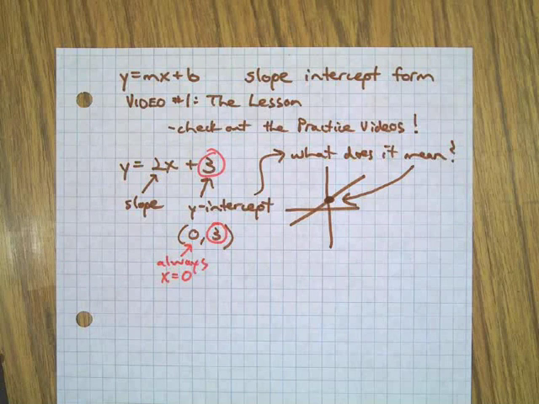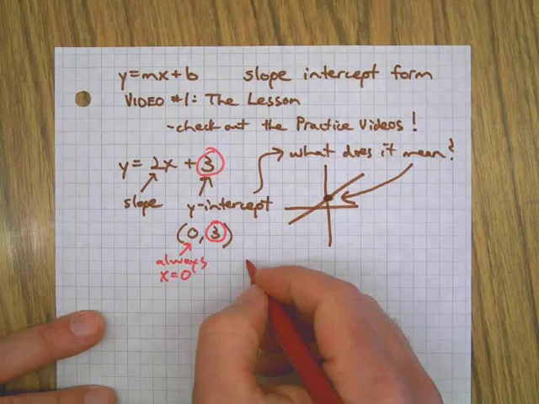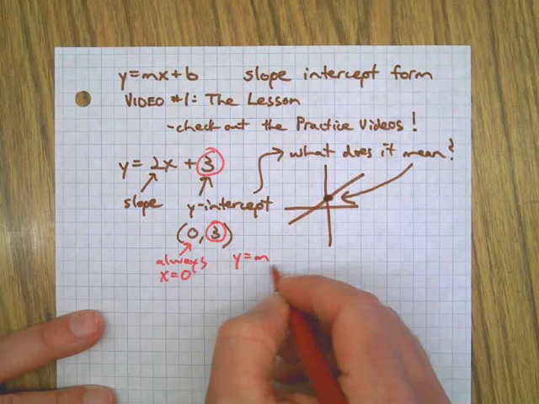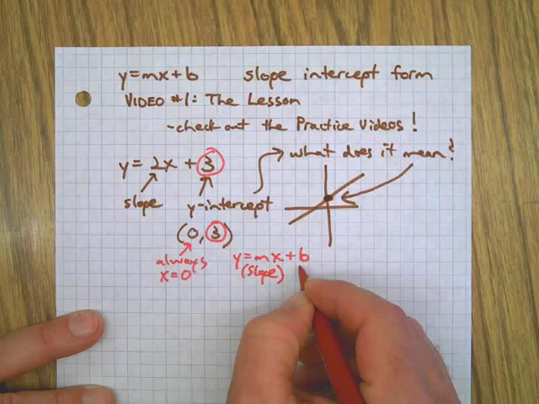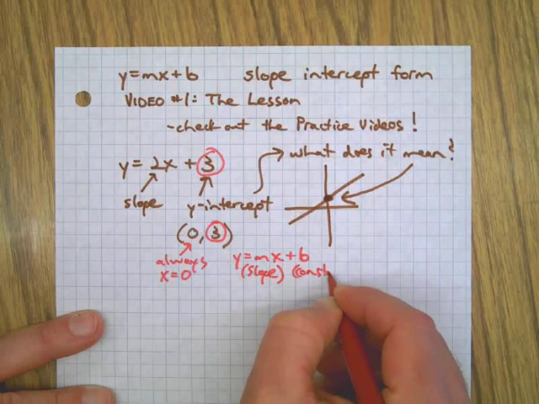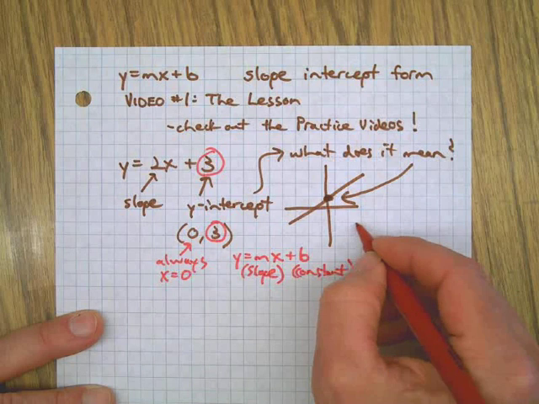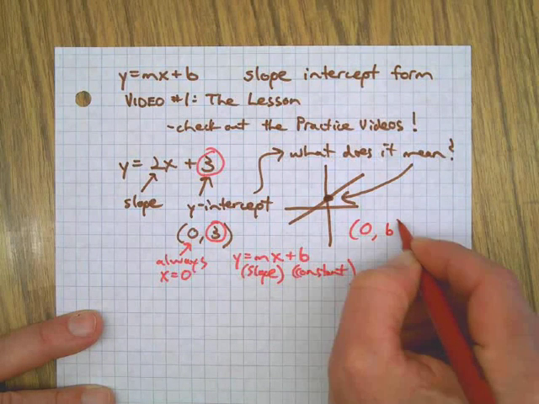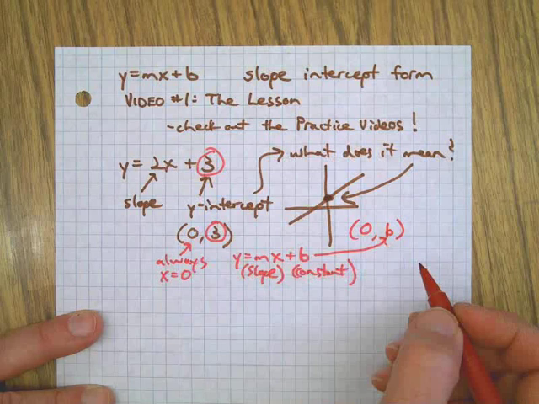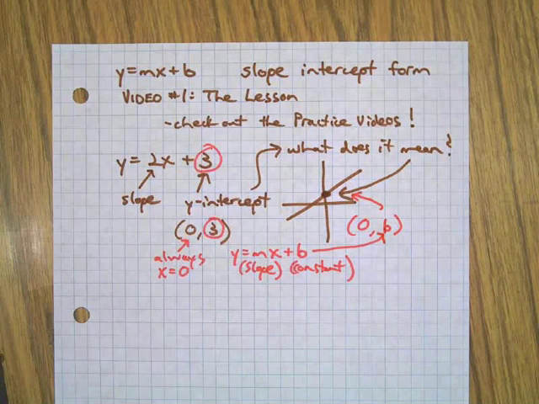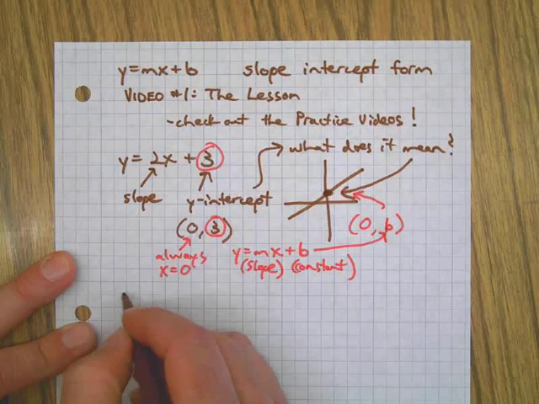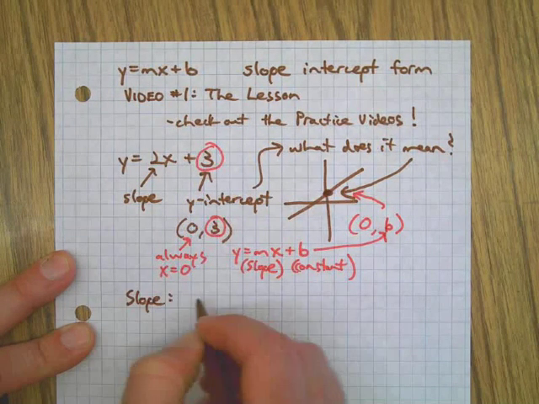Okay? So if we want to put this in a generic form, m stands for slope, b is a constant, we could just do this. You're always going to have an ordered pair that has 0 and the constant b in there. And then having that ordered pair lets you graph that. Okay? So we can graph the y-intercept. Then from there, we have slope. In this case, it's 2.